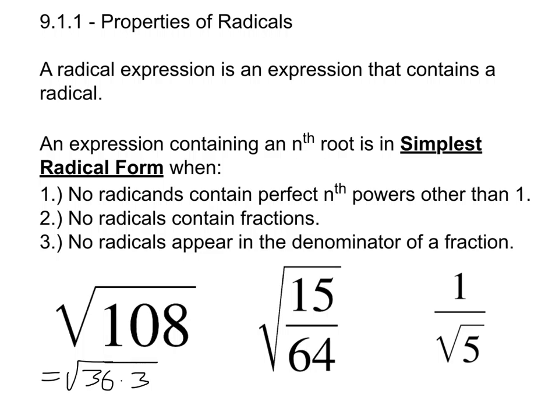Extend that a little bit there. And 36 is a perfect square. So because of that, the square root of 108 is not completely simplified. It's not in simplest radical form. All right, so we're going to talk about the different ways to fix these and actually simplify the expressions.